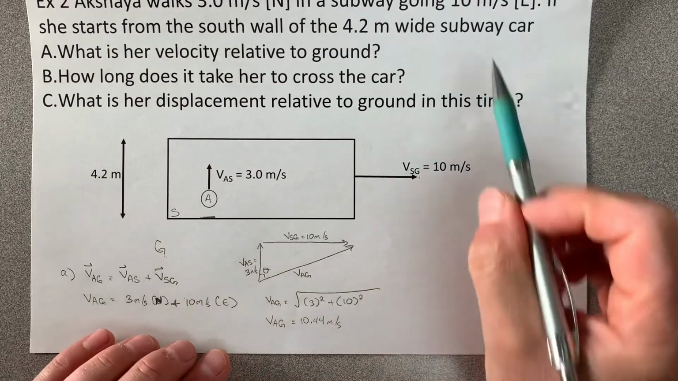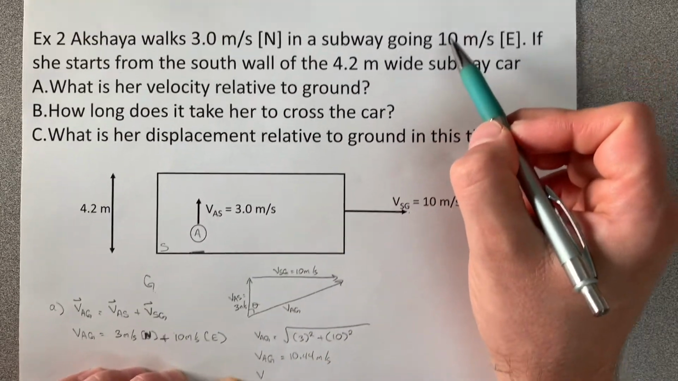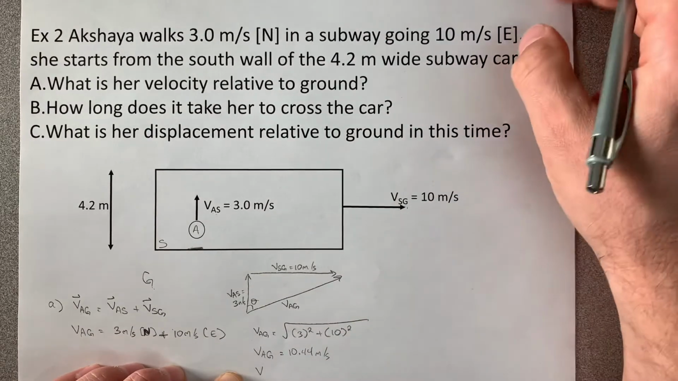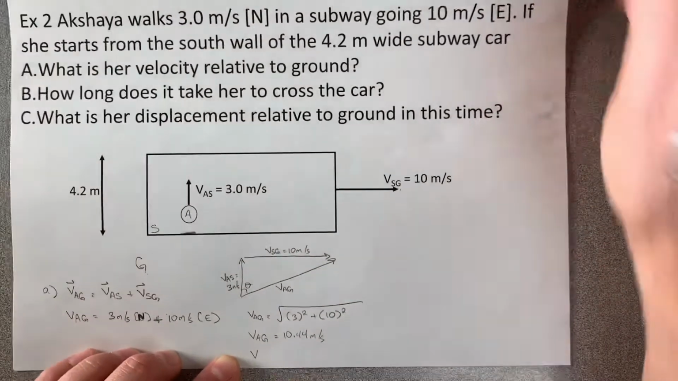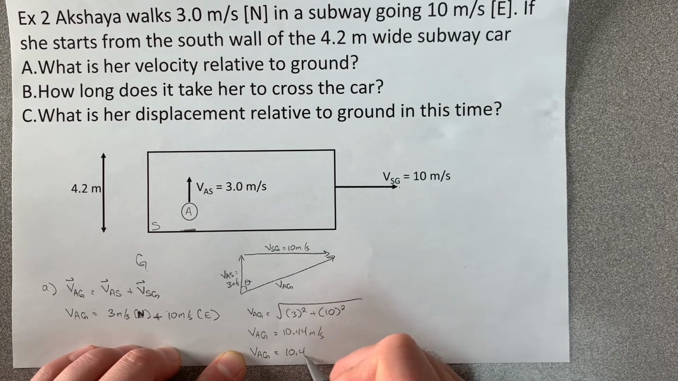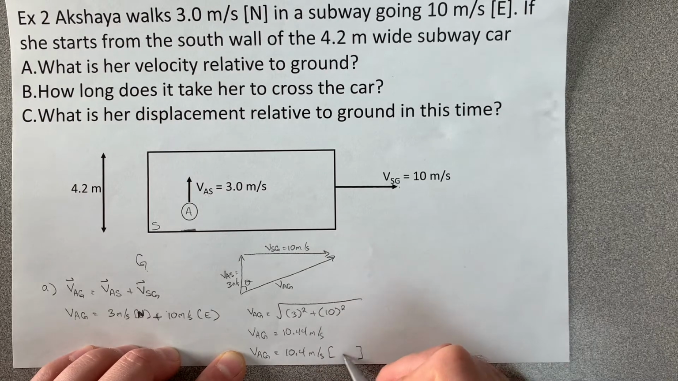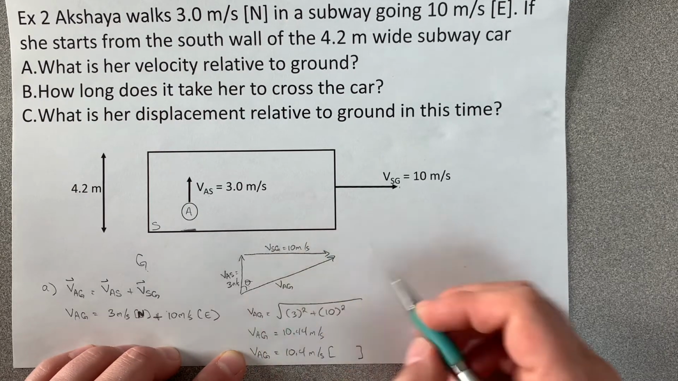0.44 meters per second. This is only 2 sig digs, but just so we can distinguish from the original 10 meters per second here, I'm going to leave it as 3 sig digs just so we can see the difference that's there. So 10.4 meters per second. We do need a direction over here, so I need to know this angle.